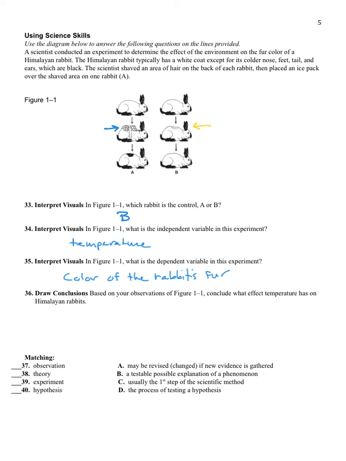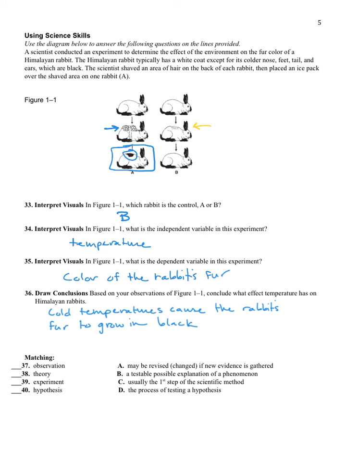And number 36 says, based on your observations, conclude what effect the temperature has on Himalayan rabbits. And what we discover is that rabbit A has a black patch on his back where the ice pack was. So we learned that cold temperatures make the rabbit's fur grow in black instead of warmer areas where it's light.